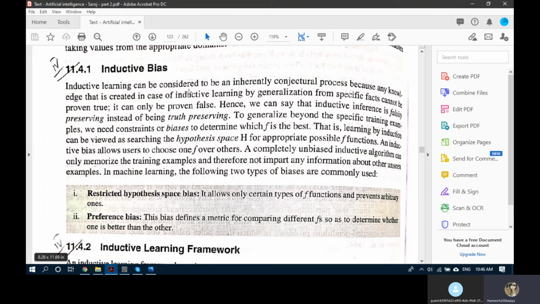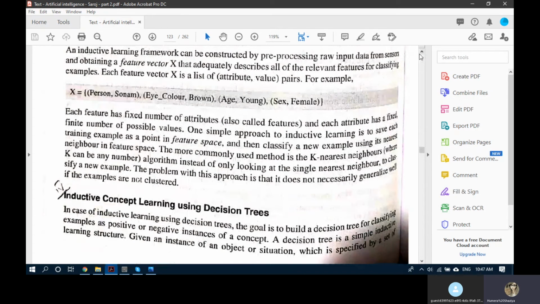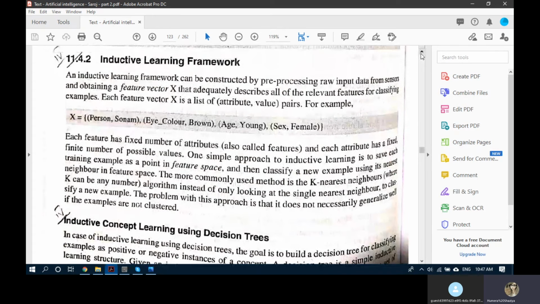So in order to make the learning algorithm more general, with more learning ability, you need to add a bias value. And the inductive learning framework is constructed by pre-processing raw input data and obtaining a feature vector that describes the features of a data element or a data instance.